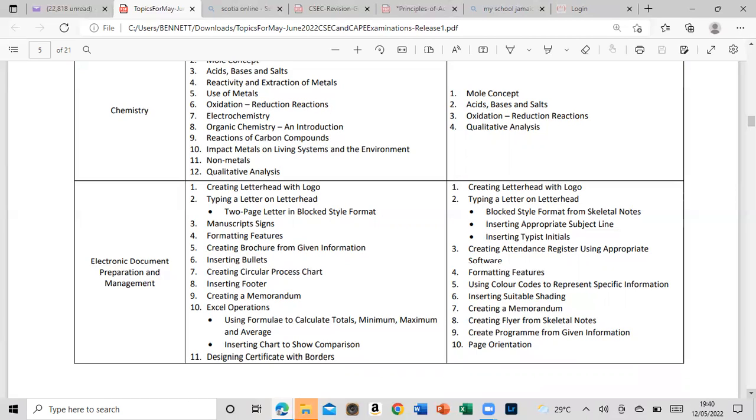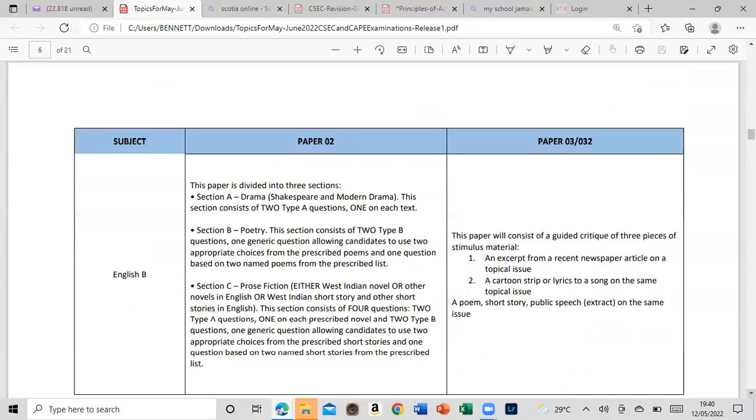Inserting charts to show comparison and designing certificate with borders. And for the paper 2, you're going to create letterhead with logo, typing letter on letterhead, and block style as a note, inserting appropriate subject line, inserting typist initial, creating attendance register and use appropriate software, formatting features, use color codes to represent specific information, insert suitable shading, create a memorandum, creating flyer and skeletal notes, and then create program from given information and page orientation. And that should do it for EDPM.